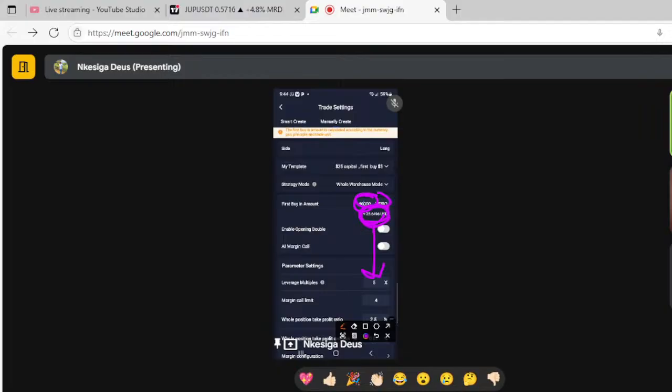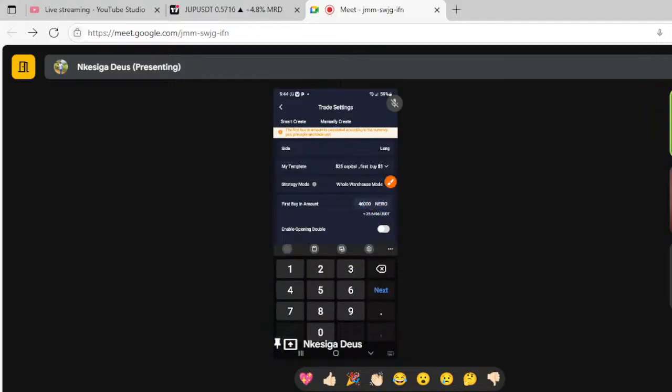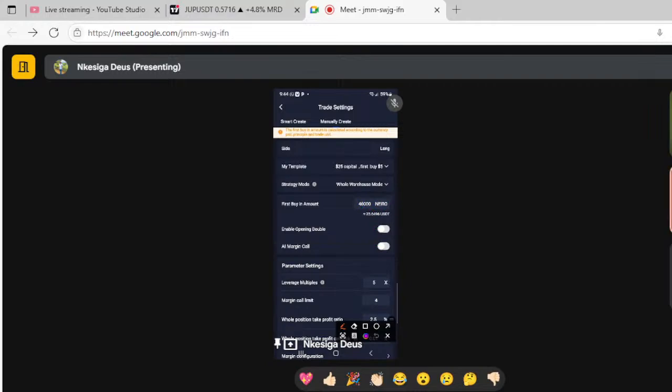Is that hard? Just what you need to cram. These digits we have here, when we divide them by the leverage, you get your first buy. Are we clear? So here I'm going to use only $5.